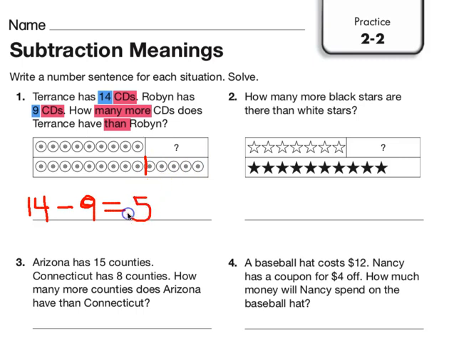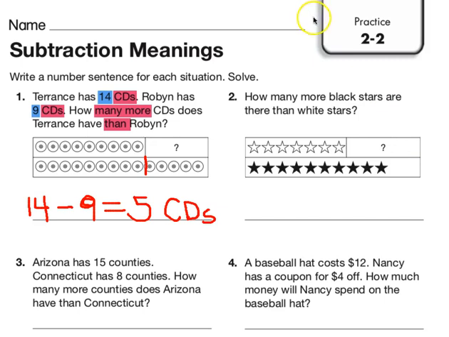Now, in a word problem, 5 is not just the answer or the difference in this case, since it's a subtraction problem. You also need to label it. And by labeling it, I mean you need to add CDs so that we know what is being talked about. Okay? Okay, let's go to the next one, number 2.